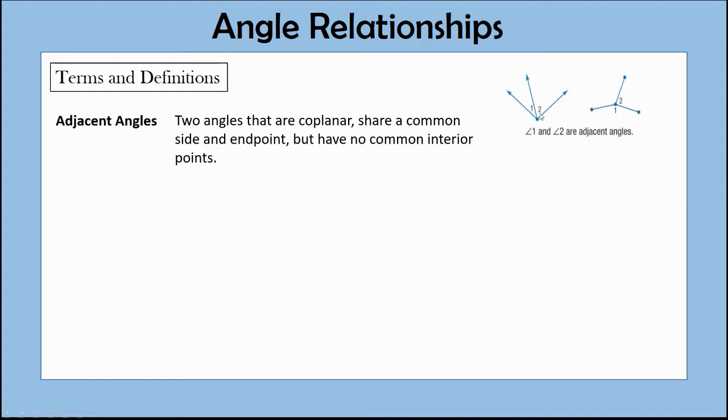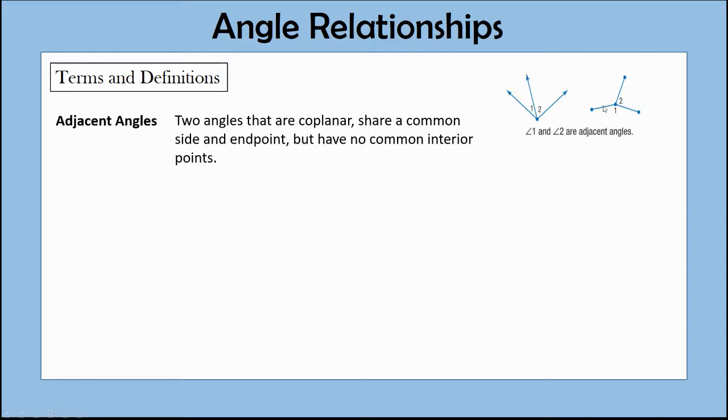So what that means is, if you look at angle 1 and angle 2 in this drawing right here, angle 1 and angle 2 share this common side, this ray. They share the common vertex, but none of the points inside 1 are also inside 2. So basically, adjacent angles share a side. They're right next to each other, but they don't overlap.